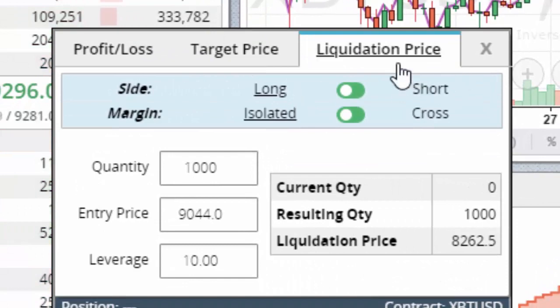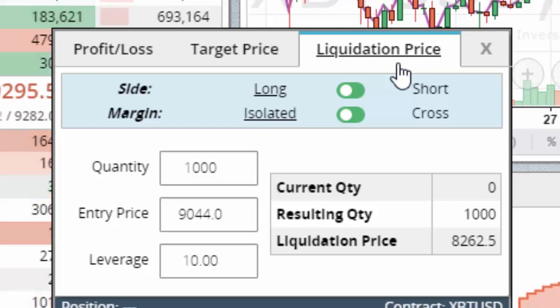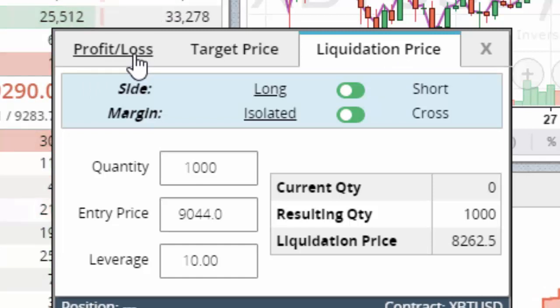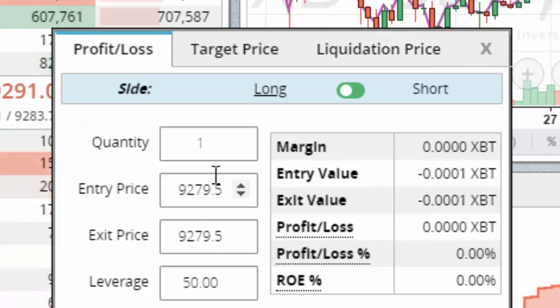The liquidation price we'll come back to in subsequent videos, because we will have to use this to calculate the liquidation price for the calculator. The calculation for this is based on the individual margins in your trading account, so obviously it's very difficult to access globally. However, let's go back to the first one here, profit and loss.